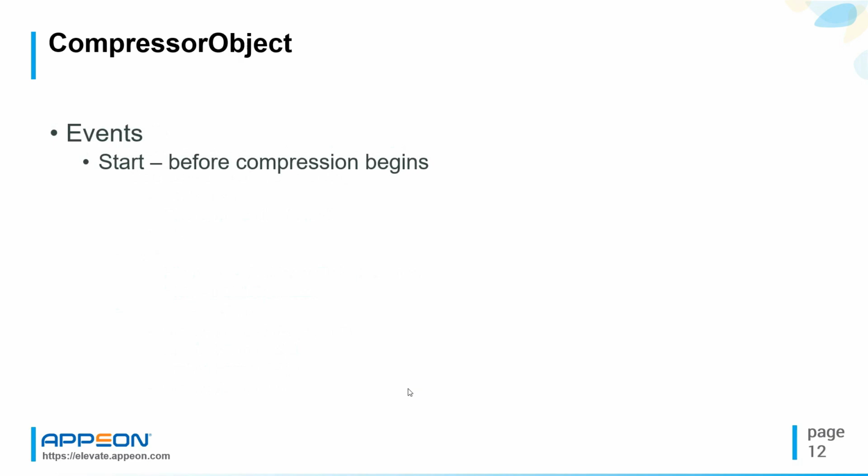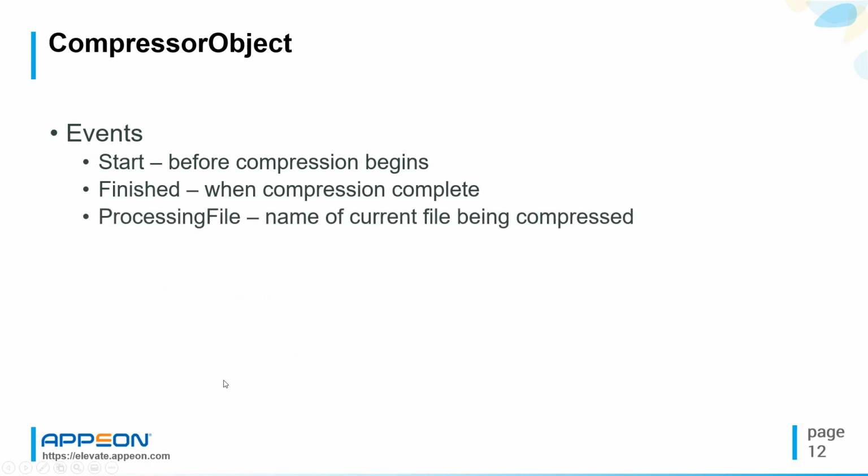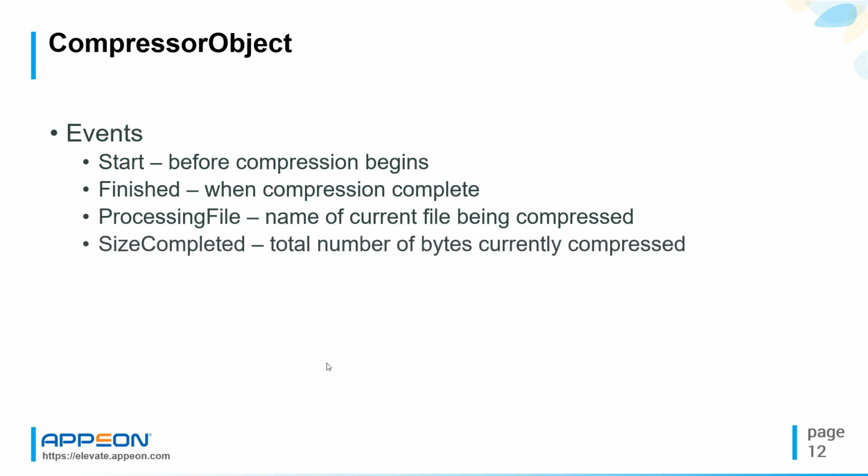There's some events in the compressor object. So there's a start event. That's when you first tell it to do the compression. The start event will fire. When compression is complete, the finished event fires. There's a processing file event. So if you pass in an array or a folder, then as it processes each file, it will call this event and send the name of the file that it's processing. So if you want to provide feedback to your users as to what's going on, you can show them what files are currently being processed. Size completed, so there's another event that fires and it continuously updates with the amount of data that's been completed. And then there's an error event if something goes wrong.